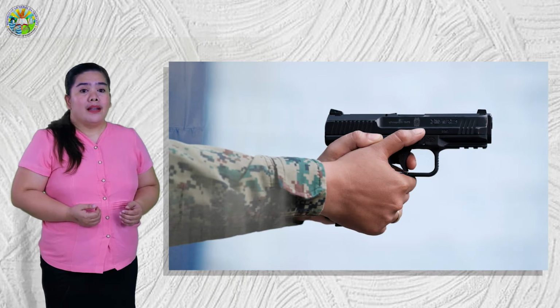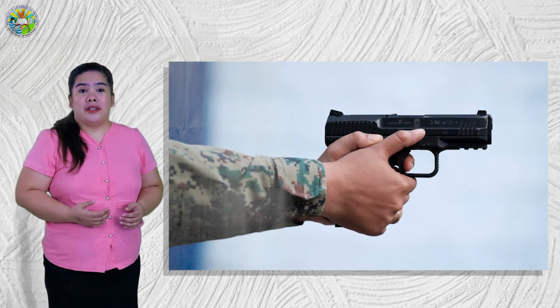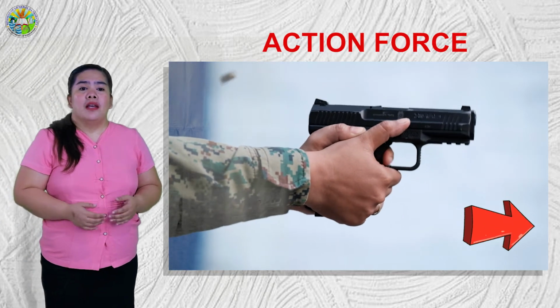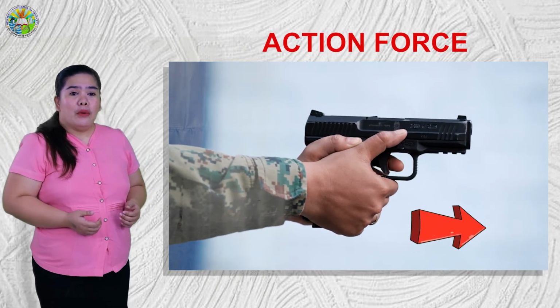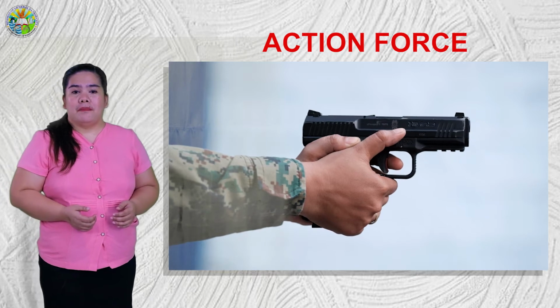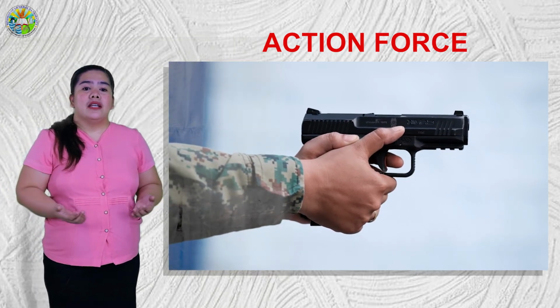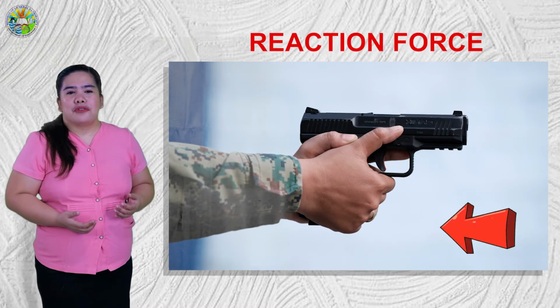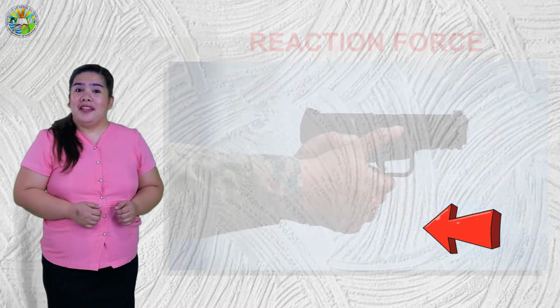Observe that when a bullet is fired, the gun exerts a force on the bullet in the forward direction. This is what we call an action force. The bullet also exerts an equal force on the gun in the backward direction. The backward movement of the gun is called the recoil of the gun, and the recoil of the gun is the reaction force. Interesting, right?